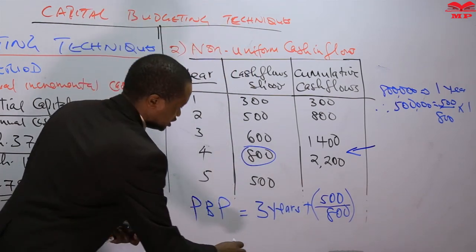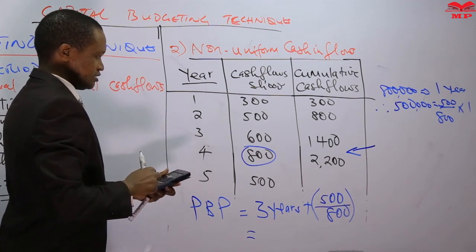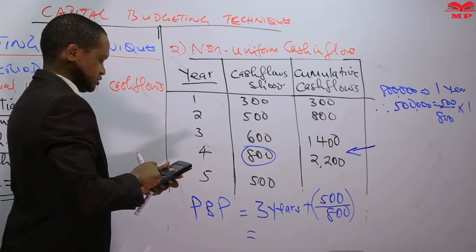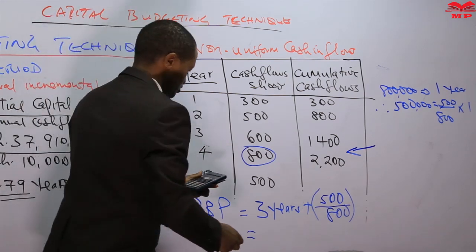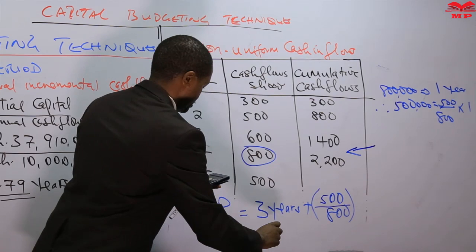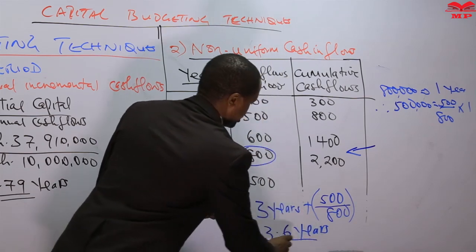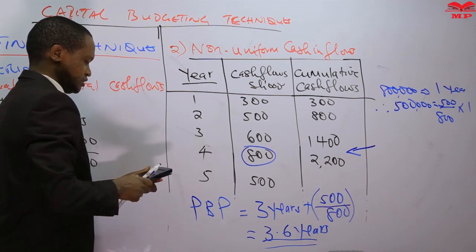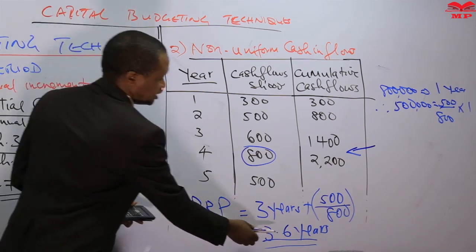That is what should be done, so that we have 3 plus 500 divided by 800. So this will be equal to 3.6 years. Okay, 3.6 years. So the payback period will be equal to 3.6 years.